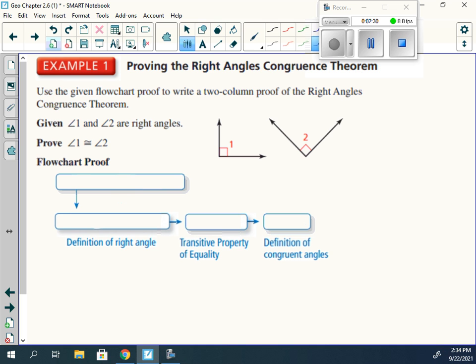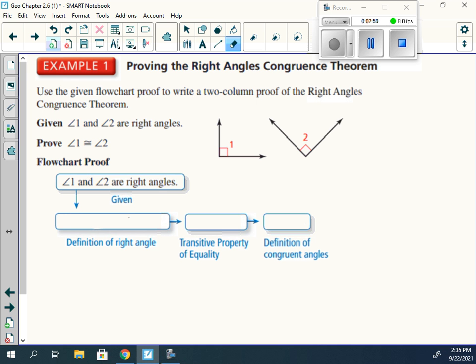Now, one of the new things that we're looking at today is flowchart proofs. What we did yesterday and Friday and Monday, all this week, is two-column proofs. As it has two columns going down, that's a two-column proof. Our flowchart proof is kind of a flowchart. It's going to flow from one to the next. So if we do this flowchart proof, we're going to start with the what? Given.